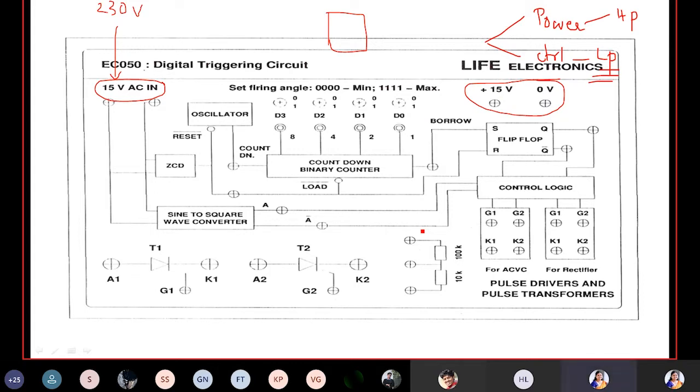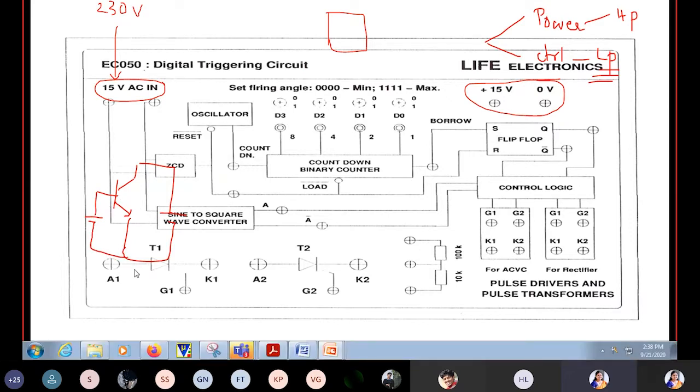Why are we giving the gate signal? What will happen in a BJT if you give a base pulse? Okay, let's consider this is the BJT base. You have provided the supply, right? If you provide a gate pulse, what will happen inside the BJT?